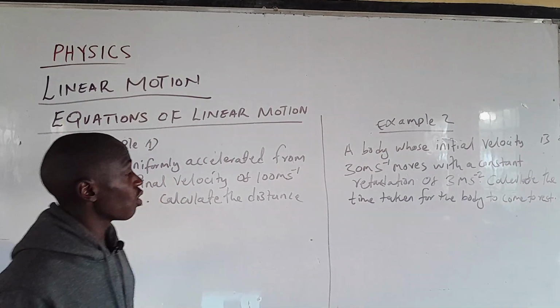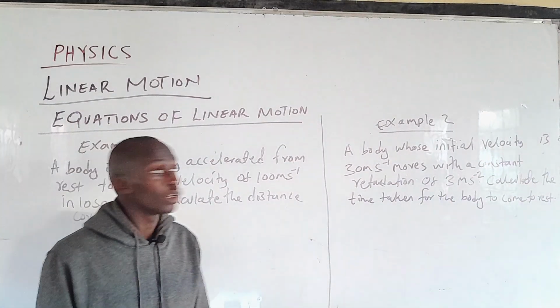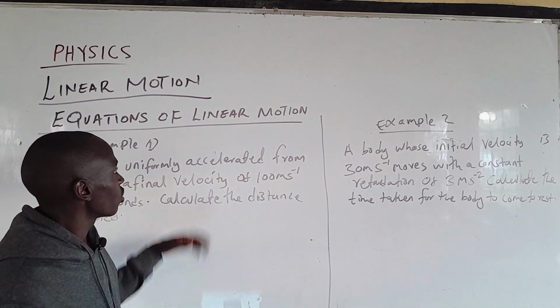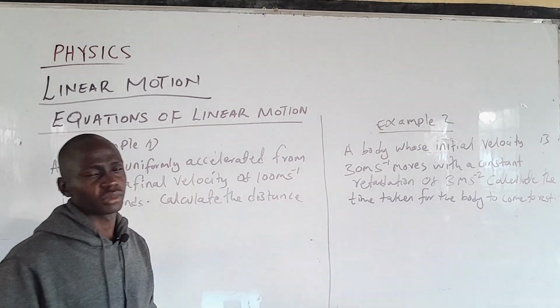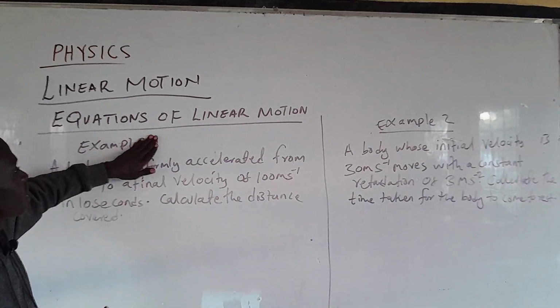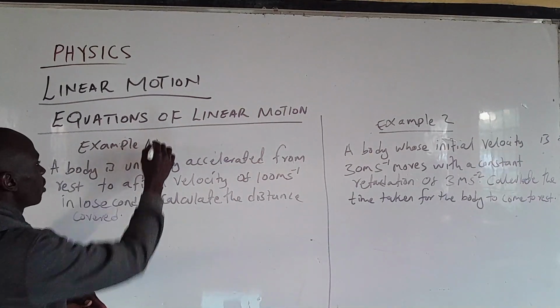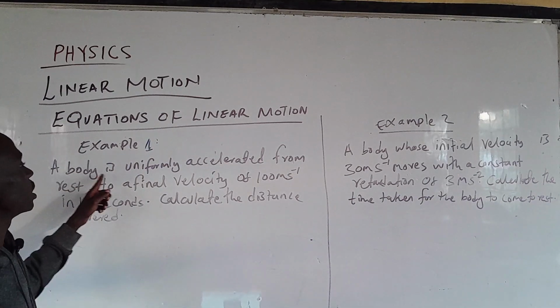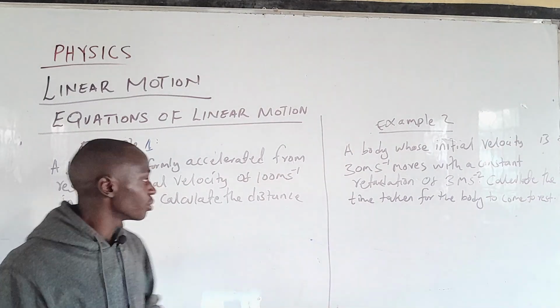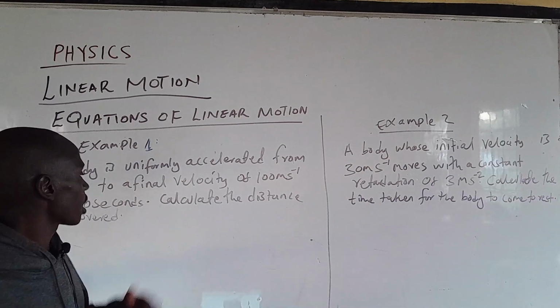Alright, now in our previous video we looked at how to derive these equations, but in this video we are going to look at how to apply them. That is the equations of linear motion. So we have our example 1 here, and in our example 1 we've been told a body is uniformly accelerated from rest to a final velocity of 100 meters per second in 10 seconds.